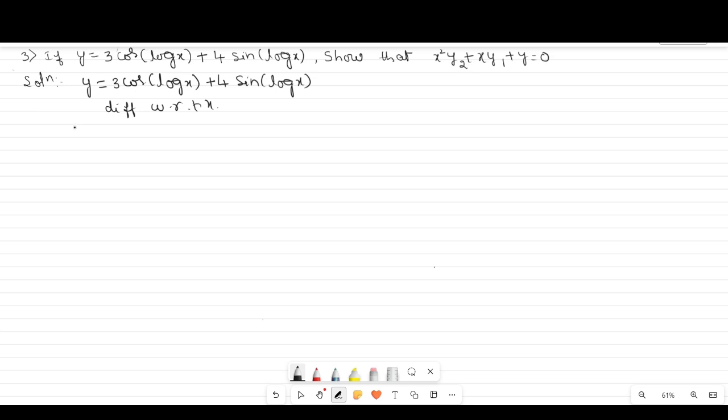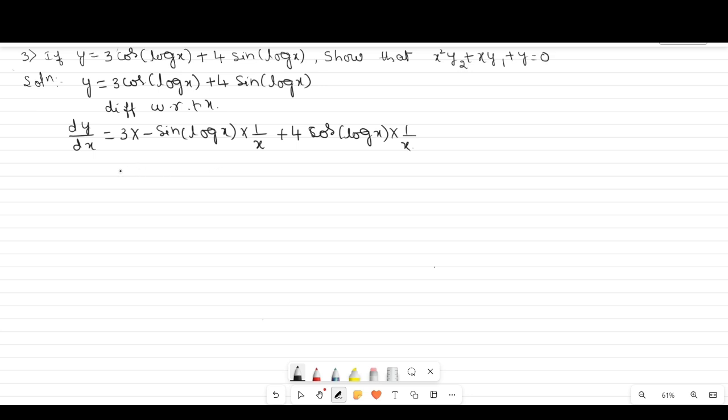If you differentiate y with respect to x, we will get dy by dx equals 3, constant, keep that as it is. Cos of log x derivative is minus sine of log x. I am applying the chain rule for this. Minus sine of log x into log x derivative is 1 by x, plus 4 into sine of log x is cos of log x. Log x derivative is 1 by x.